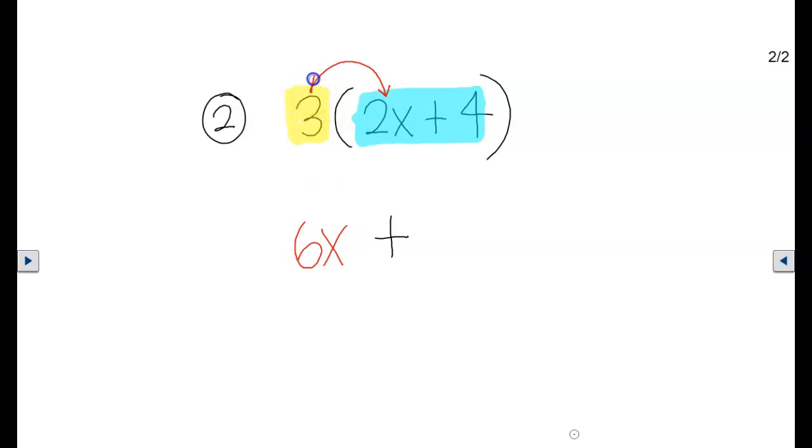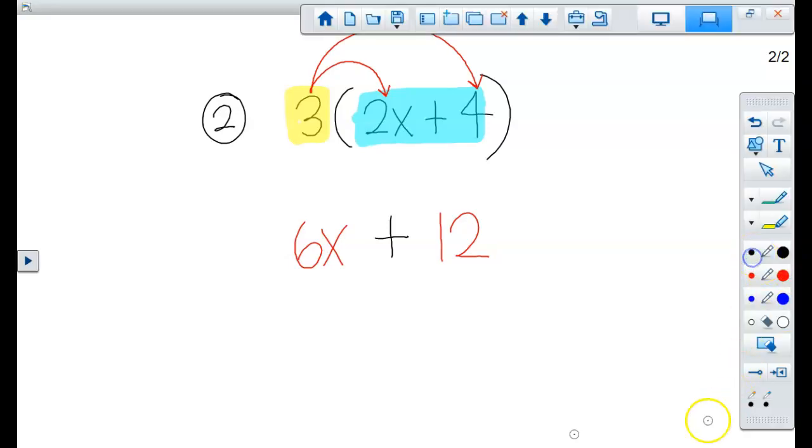Distributive property says we also need to distribute the 3 to the 4. So we're going to do 3 times the second member of the group. 3 times 4 is 12. So we end up with 6x plus 12.